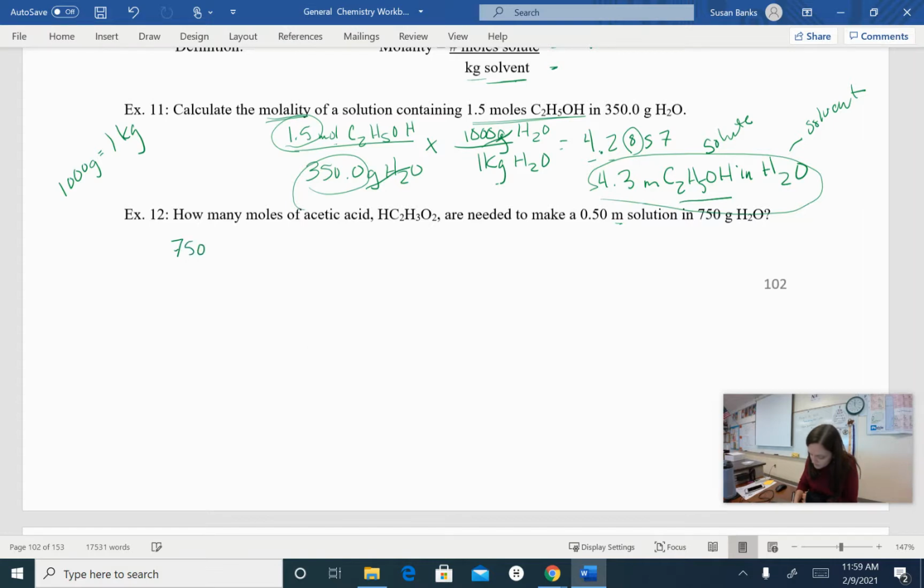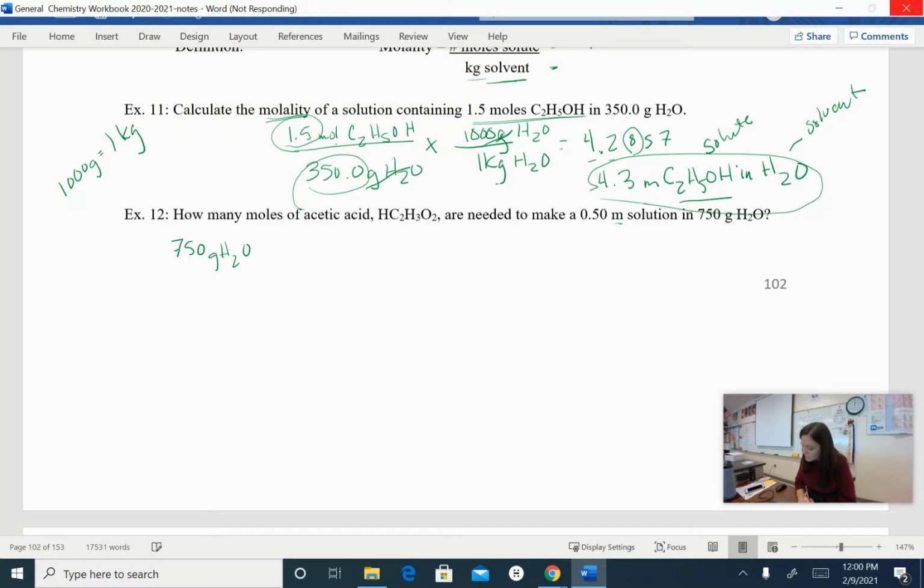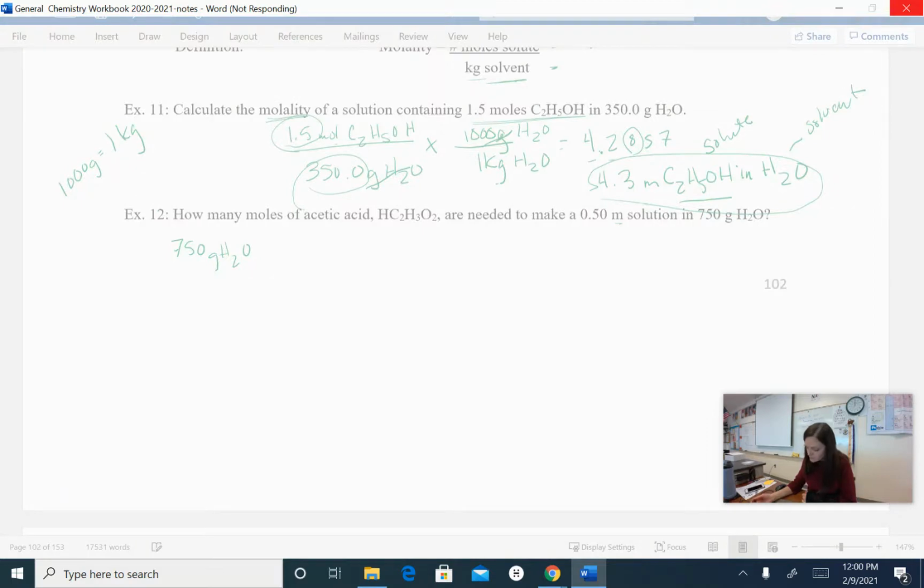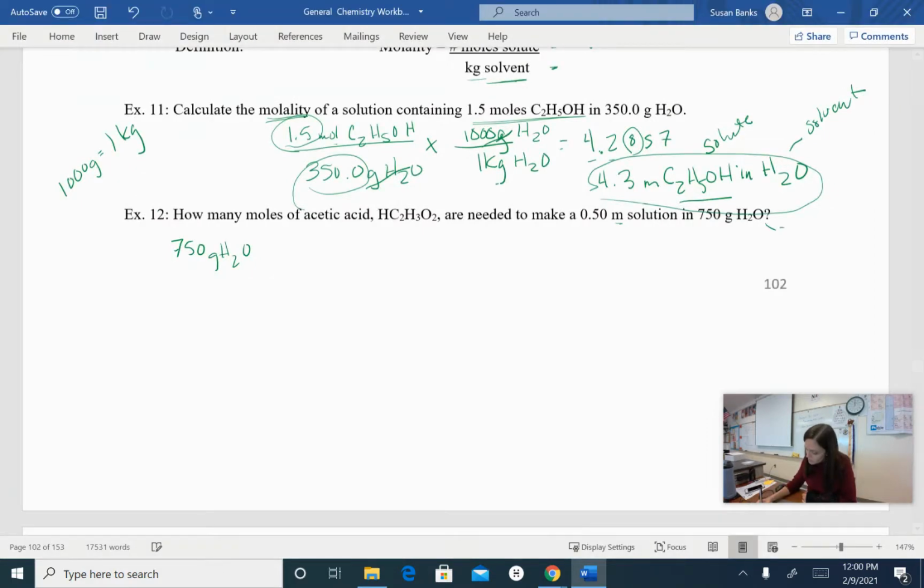So I'm going to start with my 750 grams of water. I need to get my grams of water into kilograms because this is my solvent. Okay? So this is my solvent, and this is my solute. So we're going to use this conversion up here that we used. So I have 1,000 grams of water in 1 kilogram of water. Okay, so my grams of water cancel out, and I'm left with kilograms, which is what I want.